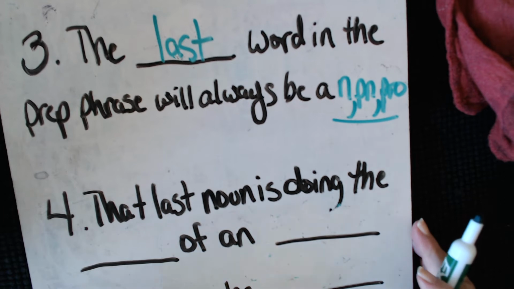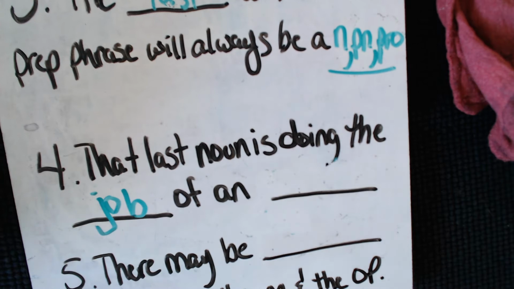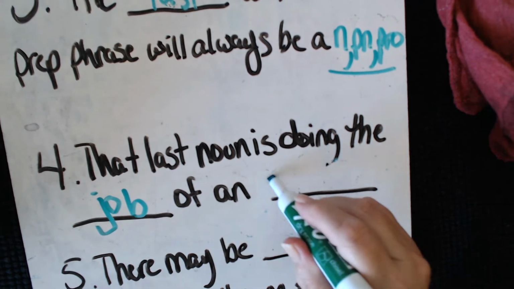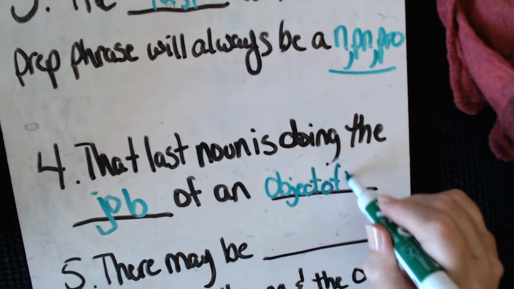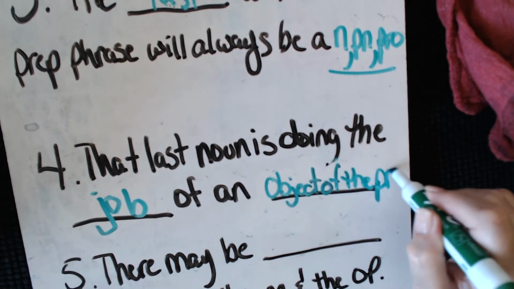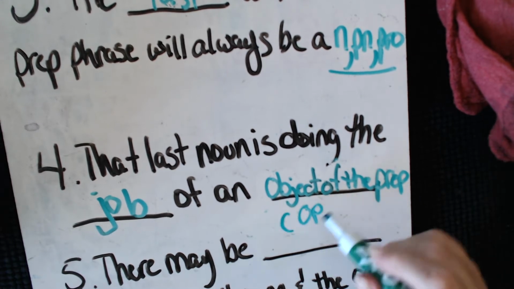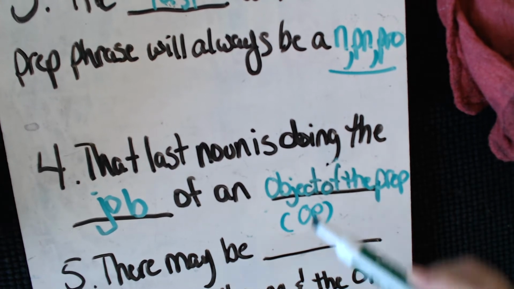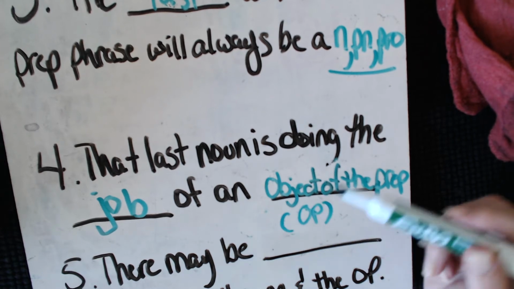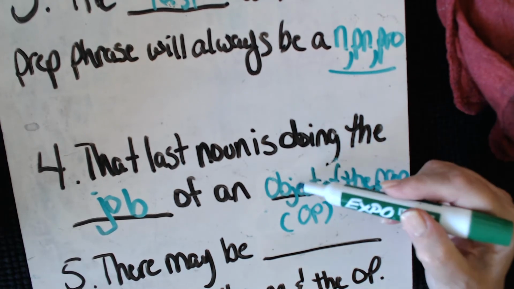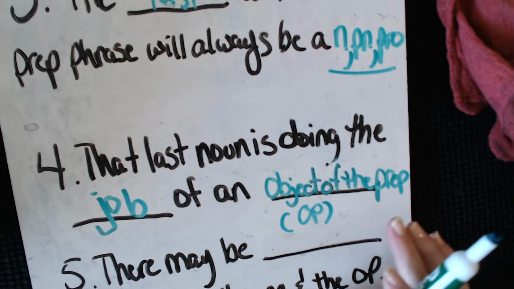And then that last noun is doing the job of what's called an object of the preposition. I call it an OP for short. An object is always some sort of thing, and things are always some sort of noun. So that should help you remember that an object of the preposition is always either a noun, a proper noun, or a pronoun.